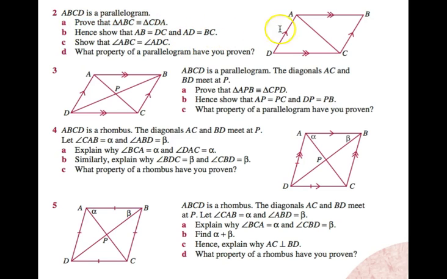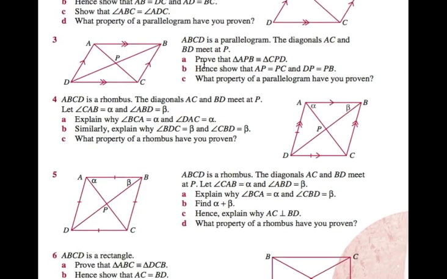So notice in part B, you're proving that opposite sides of the parallelogram are equal. In part C, you're showing that angle ABC equals angle ADC, so you're showing that opposite angles of a parallelogram are equal. And in part D, they're saying, what property of a parallelogram have you proven? Well, in part B, you proved that opposite sides of the parallelogram were equal, and in part C, you showed that opposite angles, or one of the opposite angles of a parallelogram, were equal.